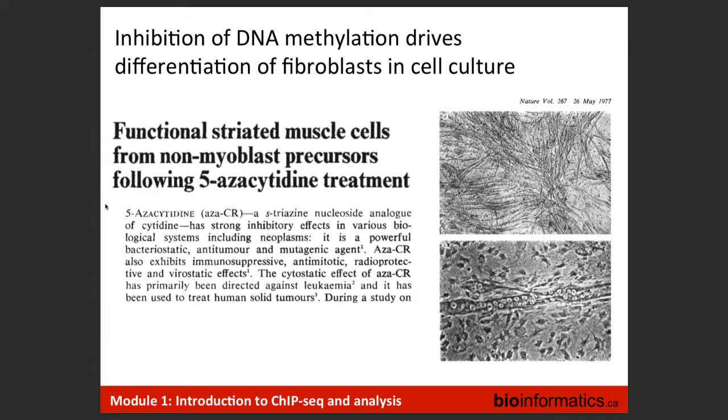Around this time, pioneering work from Peter Jones and Stephen Baylin and a number of others showed that a cytotoxic drug that was originally developed in the 50s as a highly toxic chemotherapeutic, so-called 5-azacytidine, at limited doses, if you added it to cells in culture at a very dilute concentration, could actually drive those cells to differentiate. So this was very surprising, and again supported this concept that somehow epigenetic mechanisms were playing a role in mediating differentiation.